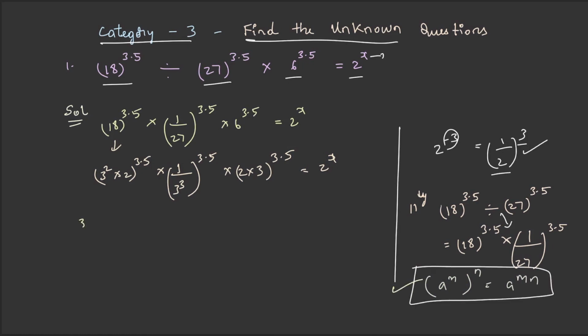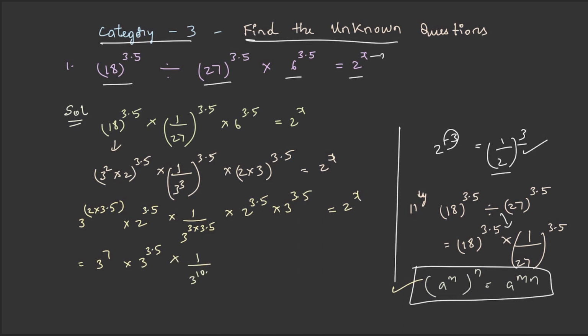By using this law, 3 power 2 into 3.5 into 2 power 3.5 into 1 by 3 power 3 into 3.5 into 2 power 3.5 into 3 power 3.5 is equal to 2 power x. Therefore, 3 power 7 into 3 power 3.5 into 1 by 3 power 10.5 into 2 power 3.5 into 2 power 3.5 is equal to 2 power x.